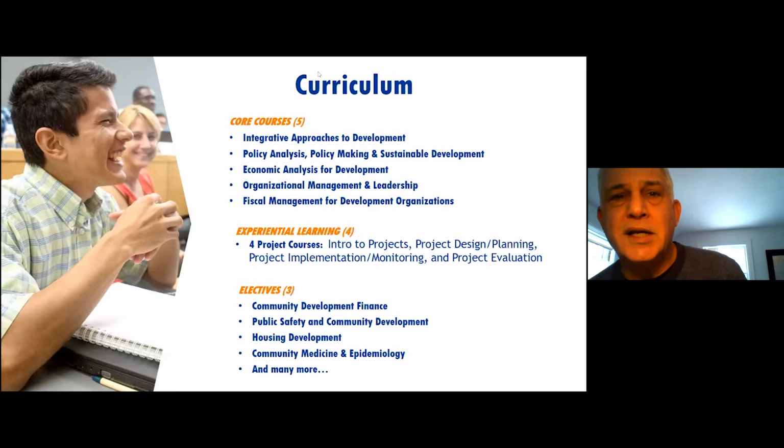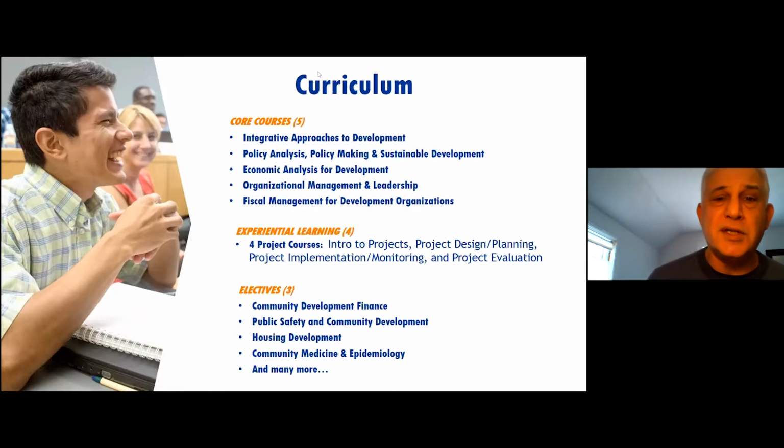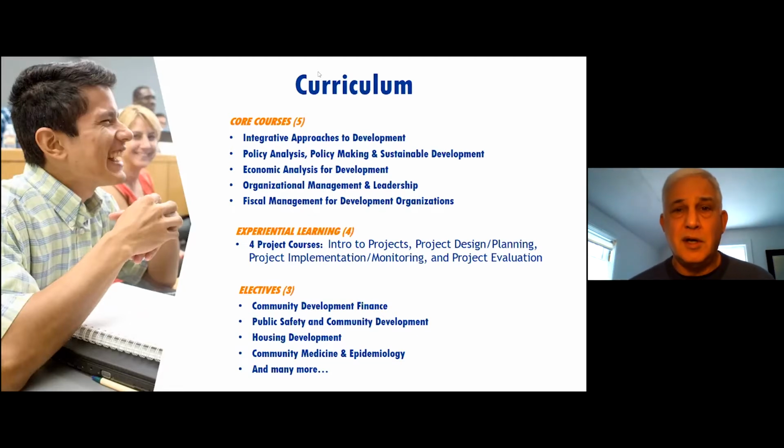If you look on the slide here, we list the core courses. These are the required courses that everybody takes as part of the cohort. The experiential courses is this 4-project sequence. I'll go into more detail in a minute, but you take it over the entire program, starting with the introduction and ending with a project evaluation. And as I mentioned, a series of elective courses.